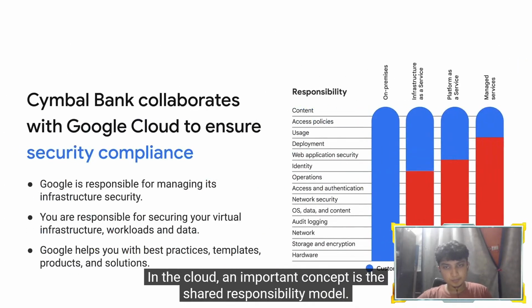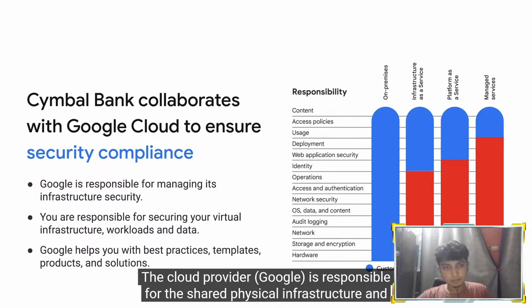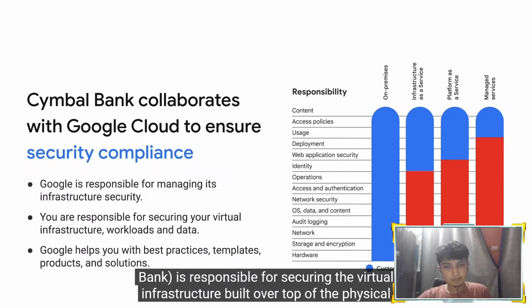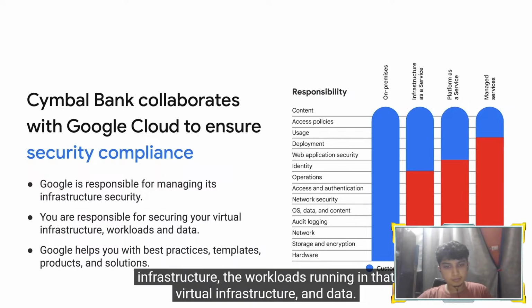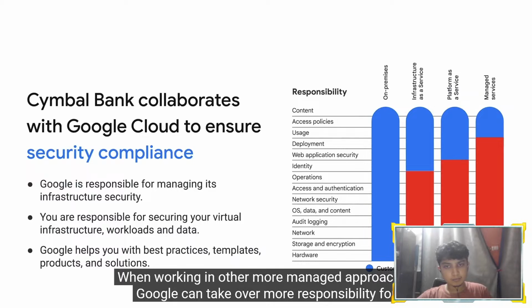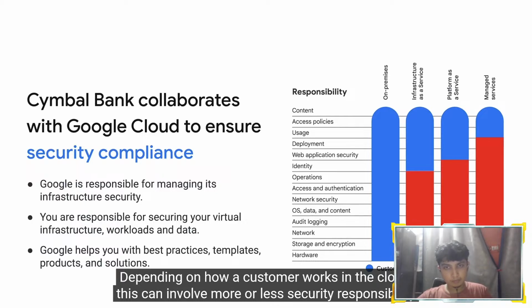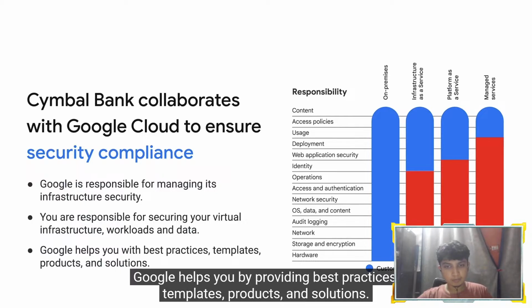In the cloud, an important concept is the shared responsibility model. The cloud provider, in this case Google, is responsible for the shared physical infrastructure and managing its security. When working in an infrastructure as a service model, the customer, in this case SimpleBank, is responsible for securing the virtual infrastructure built over the top of the physical infrastructure, the workloads running in that virtual infrastructure, and data. When working in other more managed approaches, Google can take over more responsibility for the virtual infrastructure and its security. Depending on how a customer works in the cloud, this can involve more or less security responsibility and effort to ensure security compliance. Google helps you by providing best practices, templates, products, and solutions.